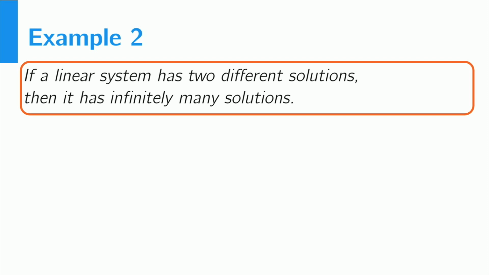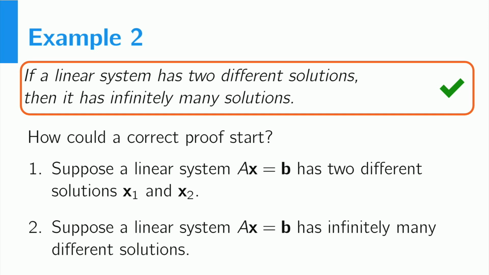This statement is true. How would a proof start? This is correct. The statement is of the form if A, then B. So you start by assuming A. Since this A is about a linear system, it makes sense to give it a name. Calling it Ax equals b is not a problem.